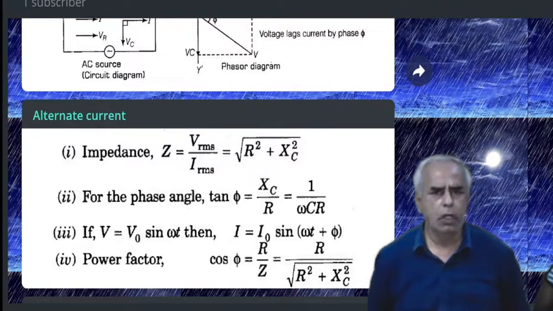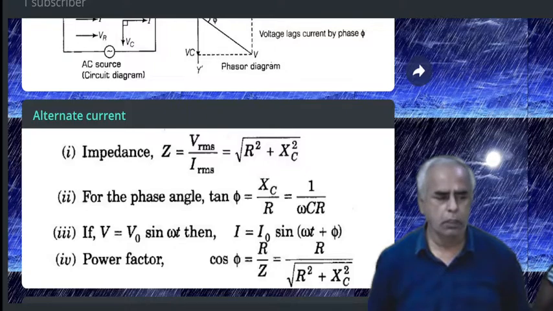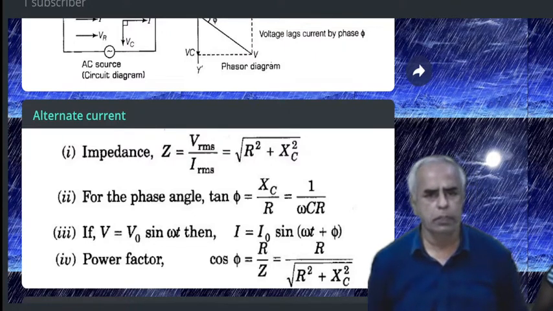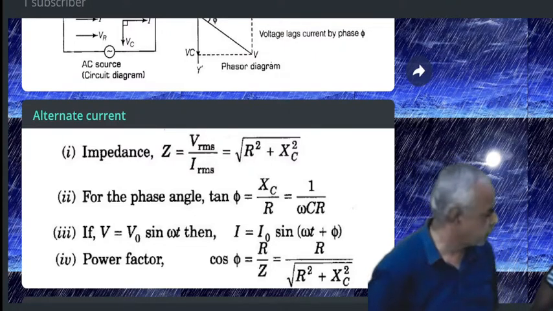So this is almost similar to Ohm's law, is it not? You take R is equal to V by I, that is V is equal to IR. Similar to that, here Z is equal to Vrms divided by Irms. Do you agree with me? Yes, sir.